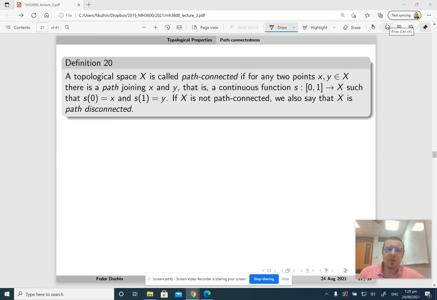Now, what is a path-connected topological space? A path-connected topological space means that if you take any 2 points x and y, then there is a path from x to y. Such a path is represented by a continuous function s from the interval [0,1] to X, such that s of 0 is x and s of 1 is y.